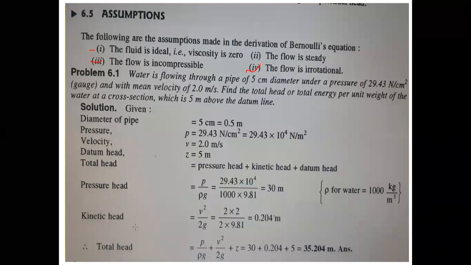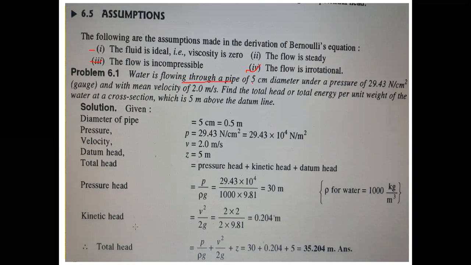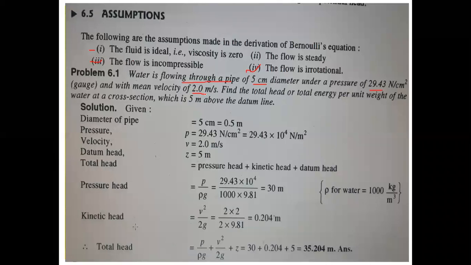See the first one: water is flowing through a pipe of 5 centimeters diameter. So the pipe diameter is 5 centimeters. The water is flowing in the pipe under a pressure of 29.43 Newton per centimeter square and with a mean velocity of 2 meters per second.